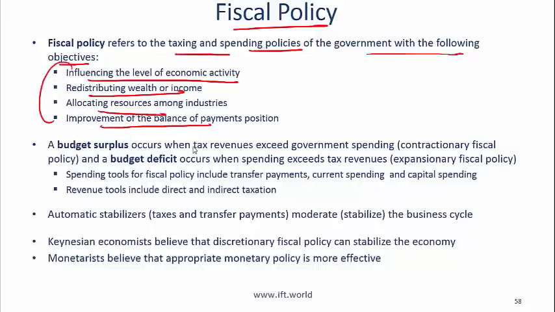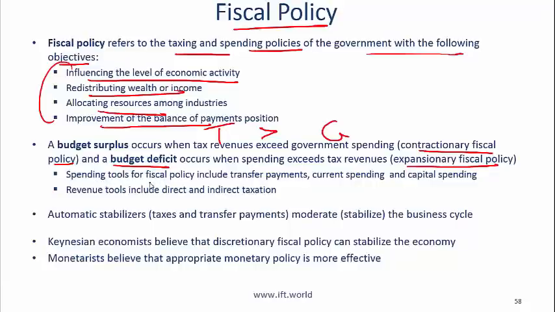A budget surplus occurs when tax revenue, generally denoted by T, exceeds government spending, generally denoted by G. This sort of a situation where tax revenue is greater than government spending is called contractionary fiscal policy. A budget deficit occurs when the opposite is happening. The tax revenue is less than government spending, and this is an expansionary fiscal policy.